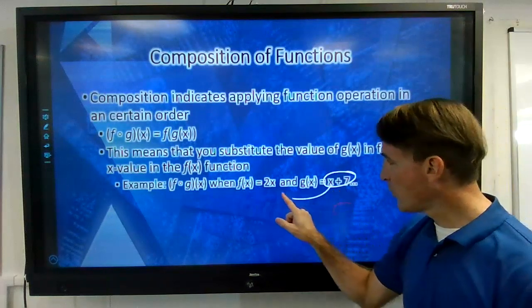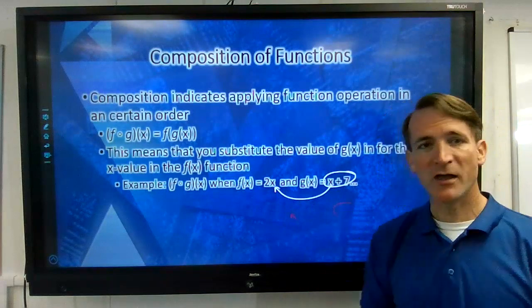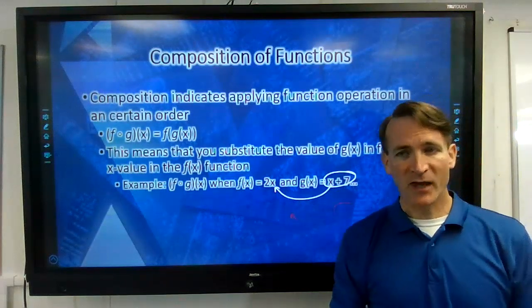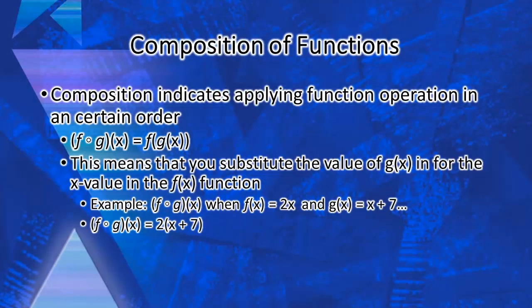in for the x value in my f function. So that's going to give me 2 times, instead of x, I now have my g of x value, x plus 7. I can then simplify that by distributing the 2, giving me 2x plus 14.